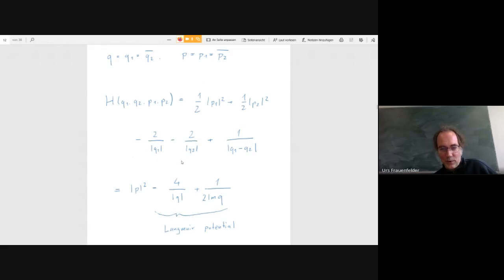But now the potential is more interesting. So we have still for the interaction with the nucleus, this is 4 divided by q as before, but the interaction term becomes more exciting, because now we have this complex conjugation, and if we plug in the complex conjugation, we get here 2 times the imaginary value of q. So this is a kind of Langmuir potential.